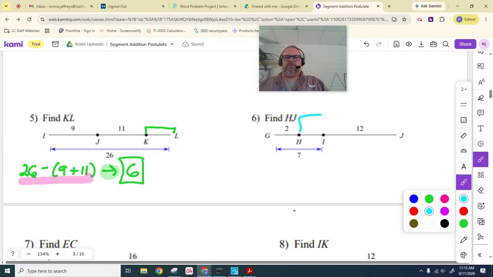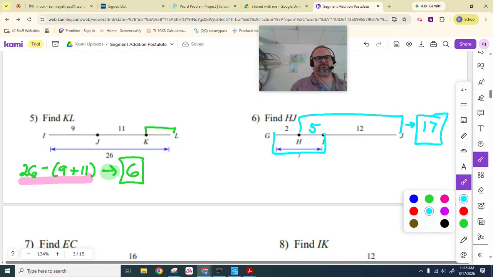So this time we're looking for this whole thing right here. All right, what do we need to find first before we find HJ? HI. Okay, now if this is 7, this is 2, HI has to be 5. So HJ would be 5 plus 12, which is 17.